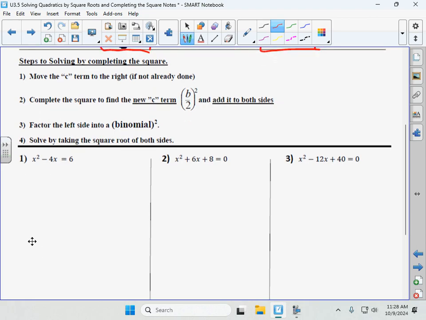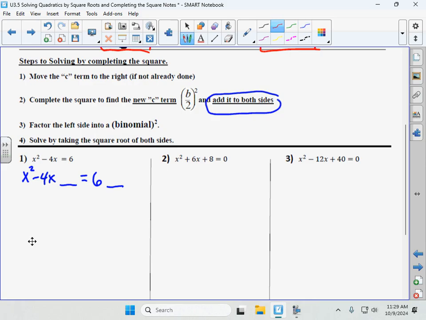All right, so let's go ahead and do each of these questions. Number 1, x squared minus 4x equals 6. They've already moved the c term to the right side for you. So now what we're going to do is complete the square. When you do this, you're going to write x squared minus 4x, and put a little space here. This is where the new c term is going to go to complete the square. Then equals 6, and then you're going to put another space after it, because whatever we add to the left side, you have to add to the right side, and that's what this says. Add it to both sides.